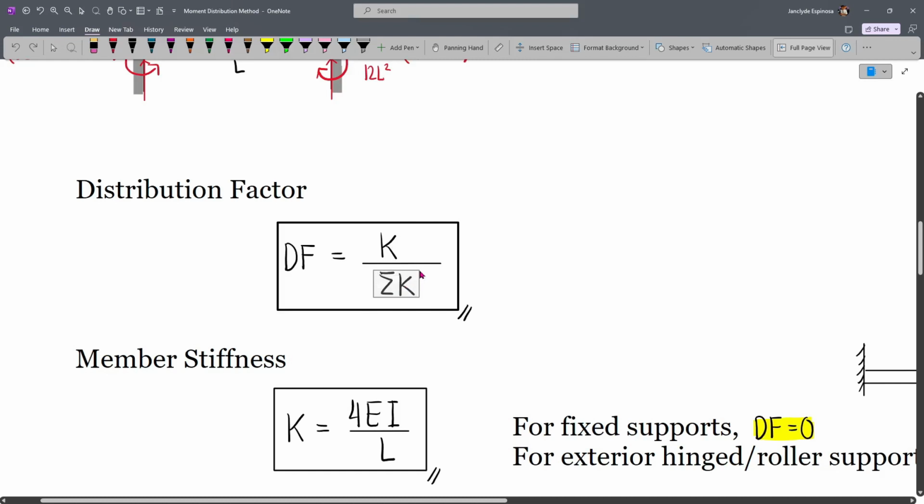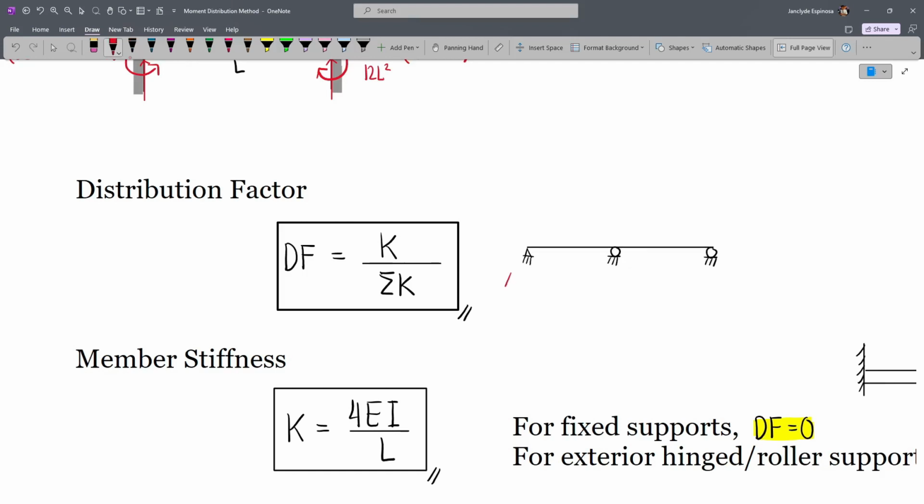And then, itong summation of K for interior supports, or let's say, we have this one, merong hinge dito, and then dito roller, and then dito is another roller. Let's say this is A, this is B, and this is C. Now, for member AB, we have KAB for this side, and then for this side, we have KBA. And then for member BC, for this side, we have KBC. And then for this one, we have KCB. Now, yung value ng KAB saka KBA, the same lang yan. And then yung KBC saka KCB, the same lang din.